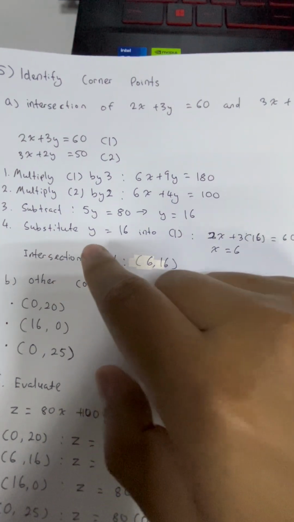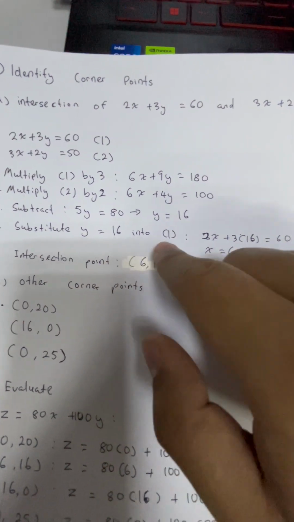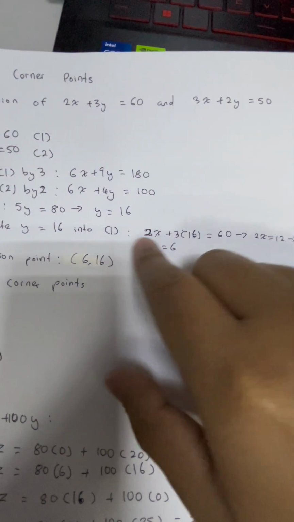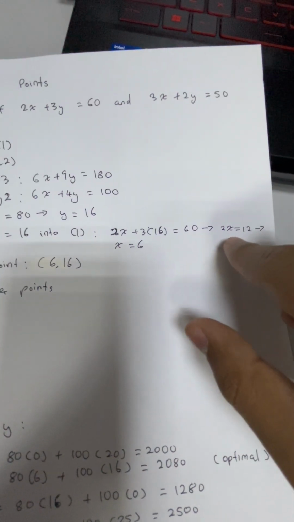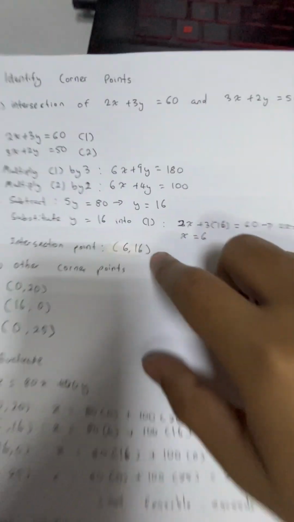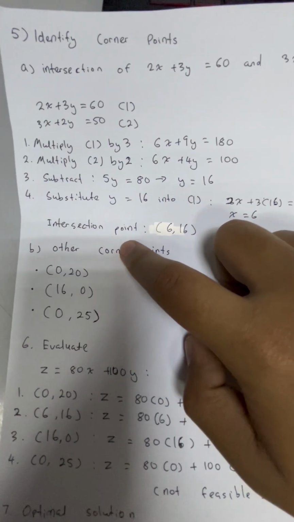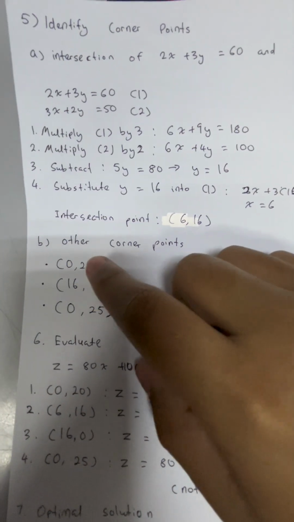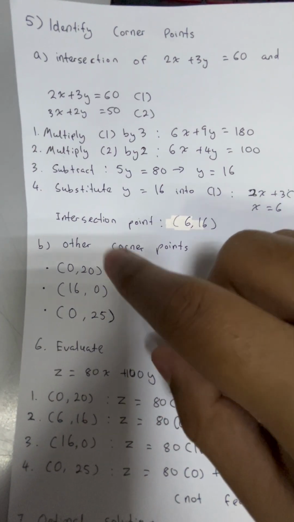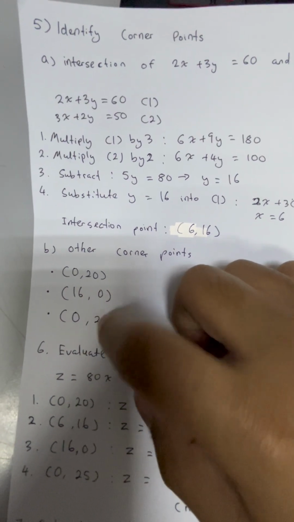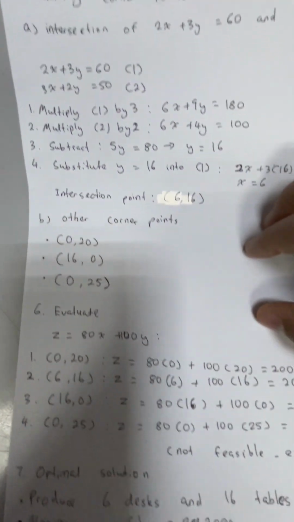We substitute y equals 16 into equation 1. 2x plus 3y equals 60, and we get 2x equals 12 and x equals 6. So the intersection point will be (6, 16). Our other corner points, all together before this, are (0, 20), (16, 0), and (0, 25).